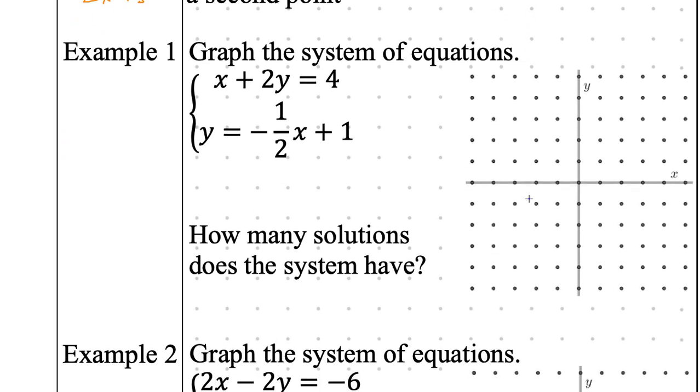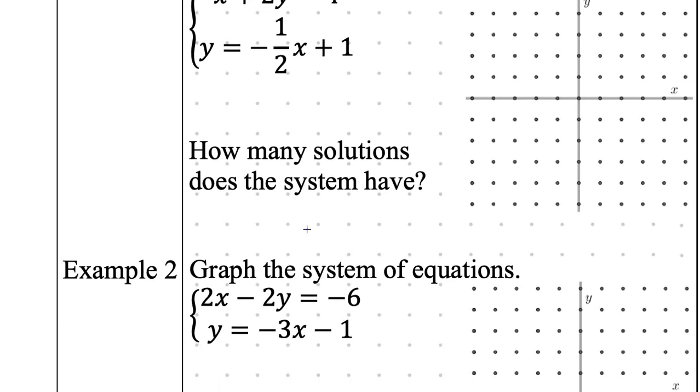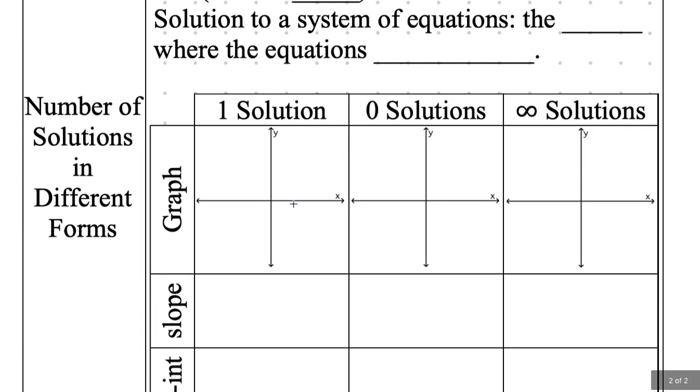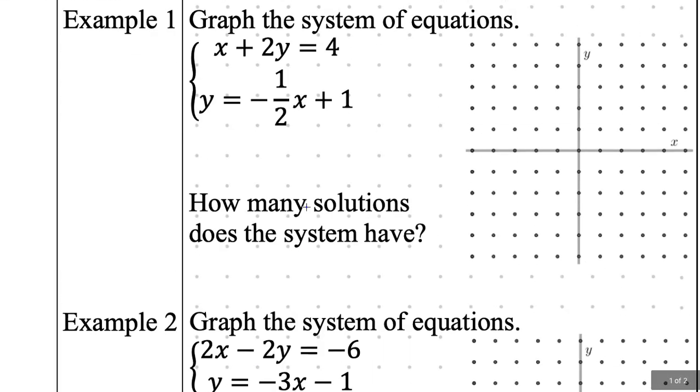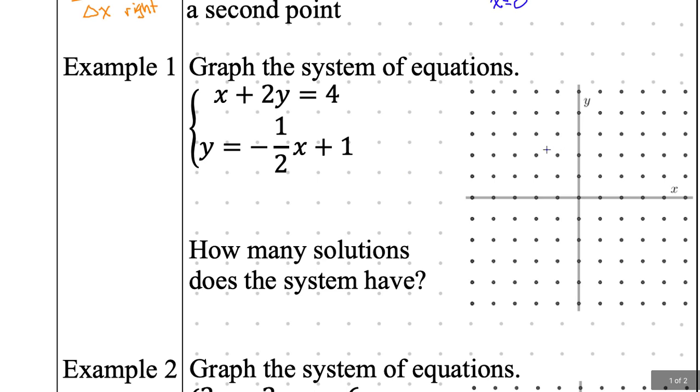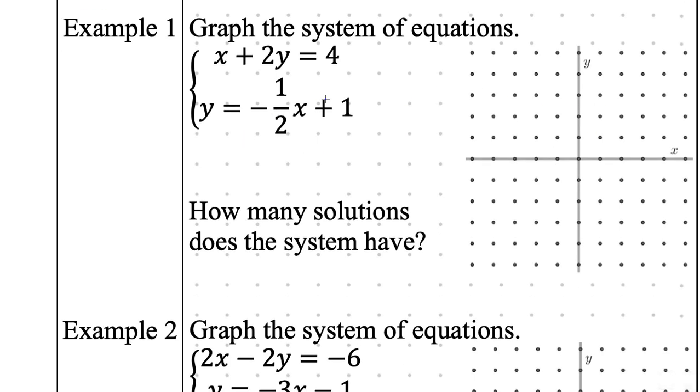All right, so our first example. Usually they're both going to be in standard form, or they're both going to be in slope-intercept form, but I'm mixing them up so you can get some good review. I need to graph them, and then I'm going to ask you, how many solutions does that system have? I'm going to do another example, and eventually we're going to come back and review what it means. So I'm showing you the examples first before I show you the information. It's inductive learning. So here we go.